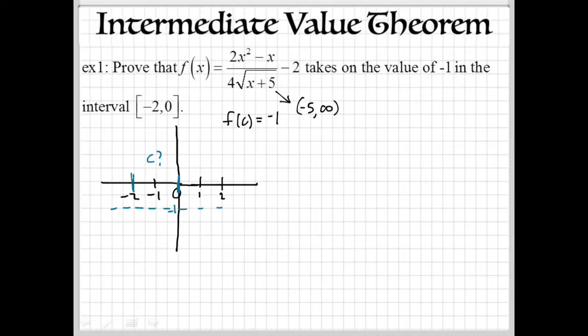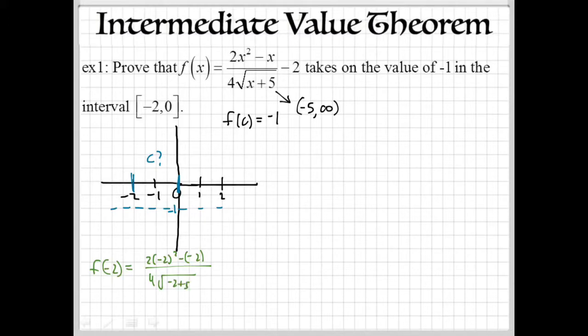What we're going to use is the idea of the intermediate value theorem. What the intermediate value theorem says is that if you have a continuous function on your interval, which we do, then you want to plug in -2 and plug in 0 to see what you get. We'll talk about why in a second. So let's plug in -2: -2 squared minus -2, all over 4 times the square root of negative 2 plus 5.